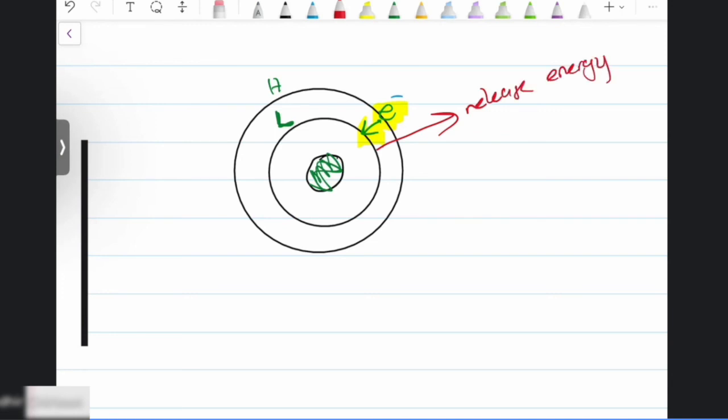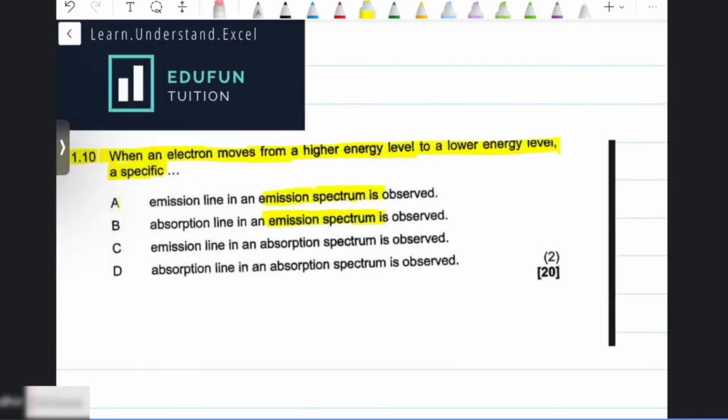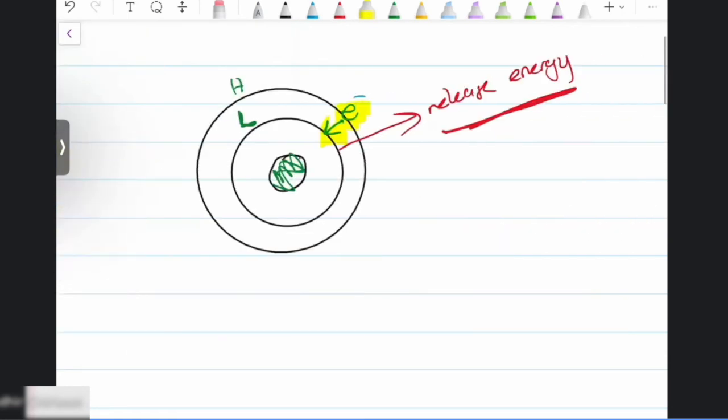This is going to be regarded as what? Are we essentially emitting it or are we absorbing? Obviously, releasing means we are going to be emitting this here. And because we are dealing with emission and absorption, obviously our answer here would be A. It's an emission line in an emission spectrum.